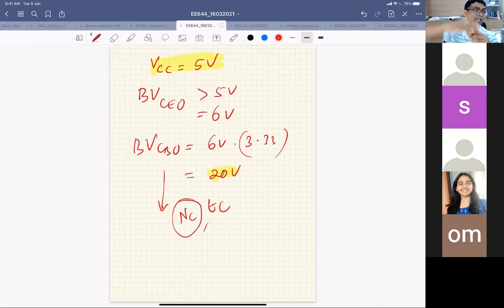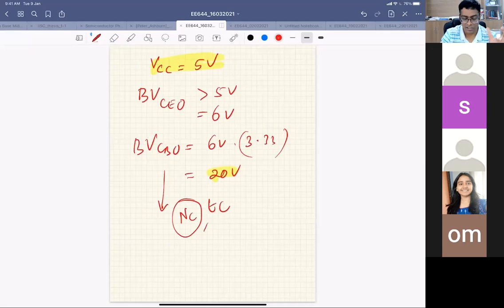Because if you go on increasing your beta, that means your BVCEO will be very less, that means your operating voltage will drastically reduce, right? So you make sure that your beta is not very high. You don't require very high beta, because very high beta will have other consequences, right?